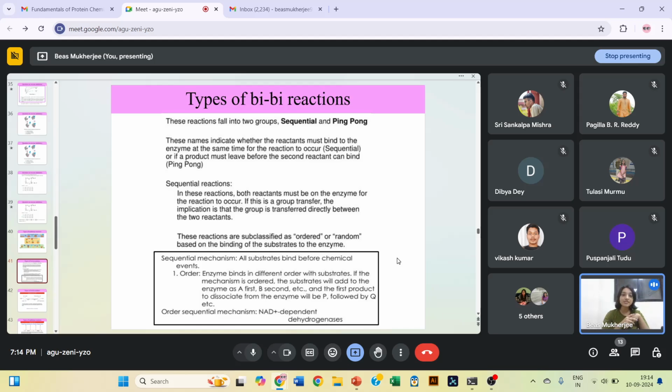So these reactions are sub-classified as ordered or random. Sequential reactions can be ordered reactions. In an ordered reaction, the substrates bind the enzyme in a particular order. If the mechanism is ordered, the substrate will add to the enzyme as A first, then B, and then C, and finally give rise to the products. One of the examples is NAD plus dependent dehydrogenases.